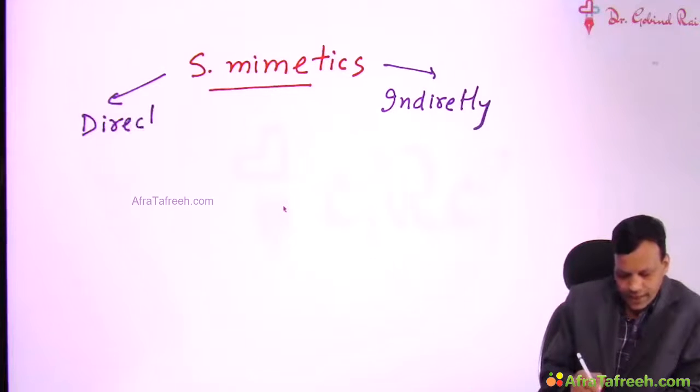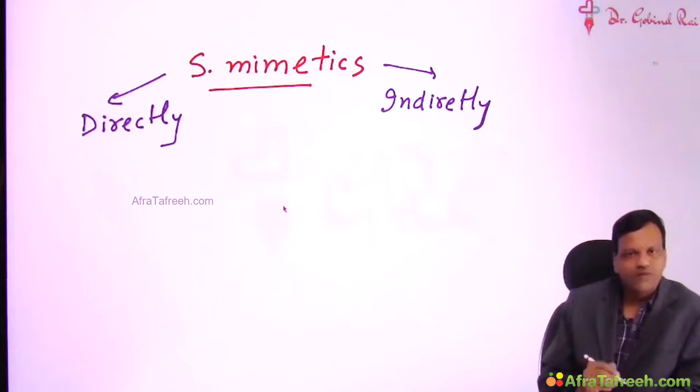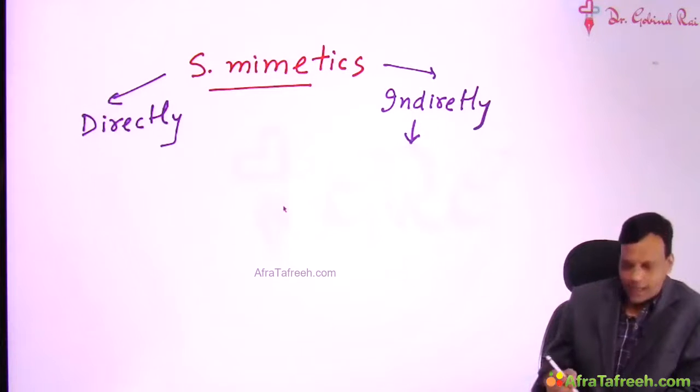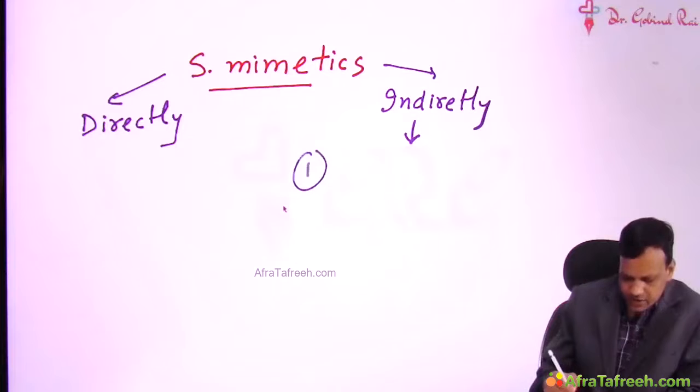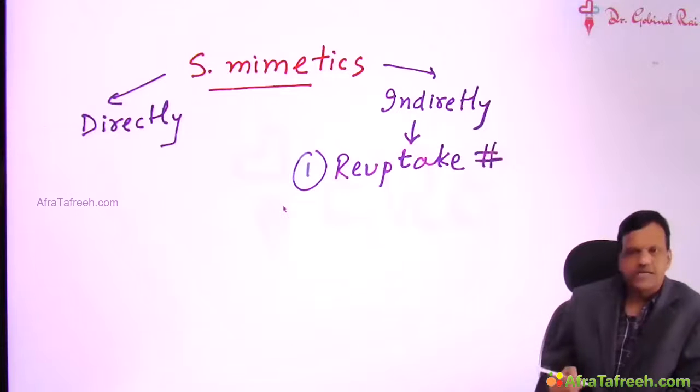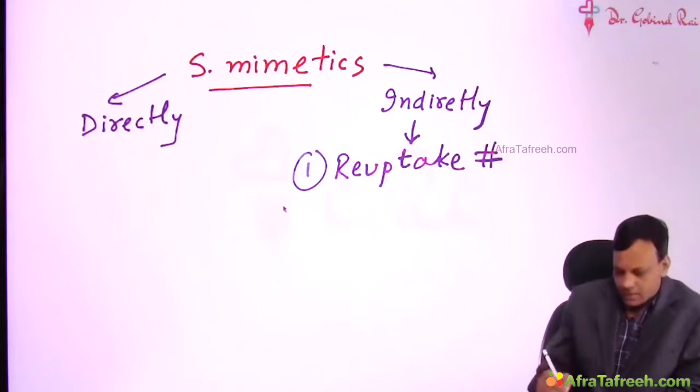Directly acting drugs will stimulate any of those receptors, alpha 1, alpha 2, beta 1, beta 2. Whereas indirectly acting drugs are of two main types. One we already discussed, the drugs which can inhibit the reuptake. If a drug inhibits the reuptake of noradrenaline, it will increase sympathetic activity.